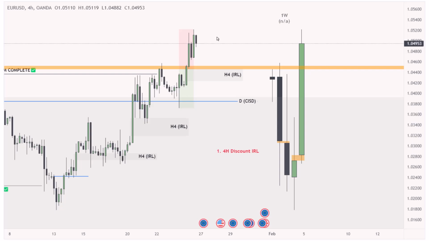Now, with all the analysis you may perform, price will always do what price wants to do. So it's always advisable that you wait for your intermediate and lower time frame confirmations to align with your higher time frame narrative in order to find high probability trades.